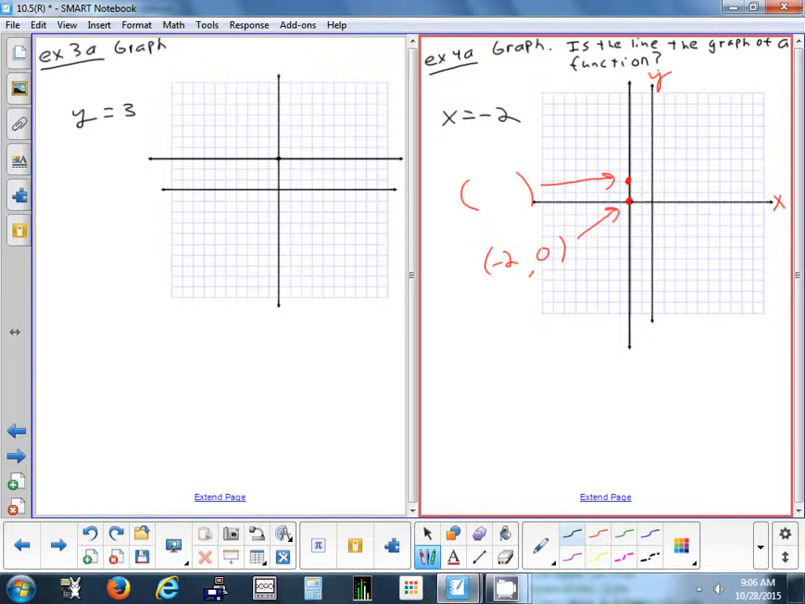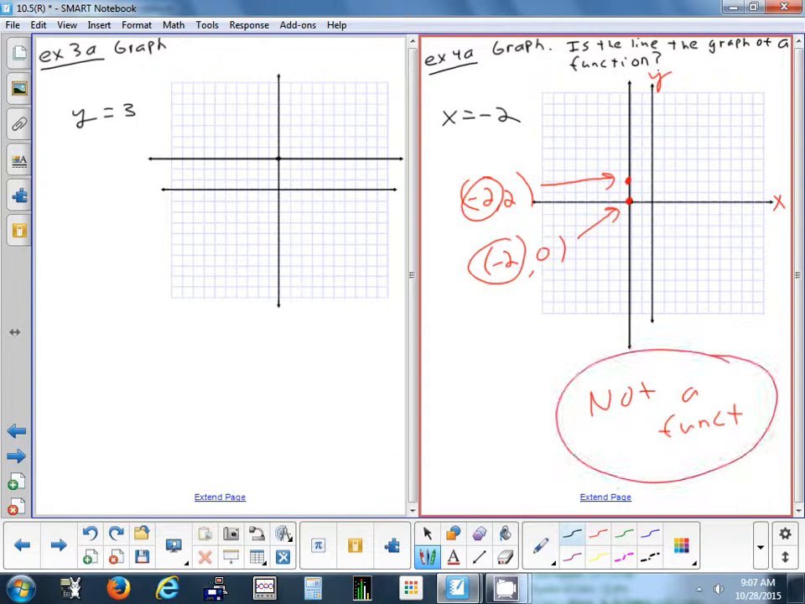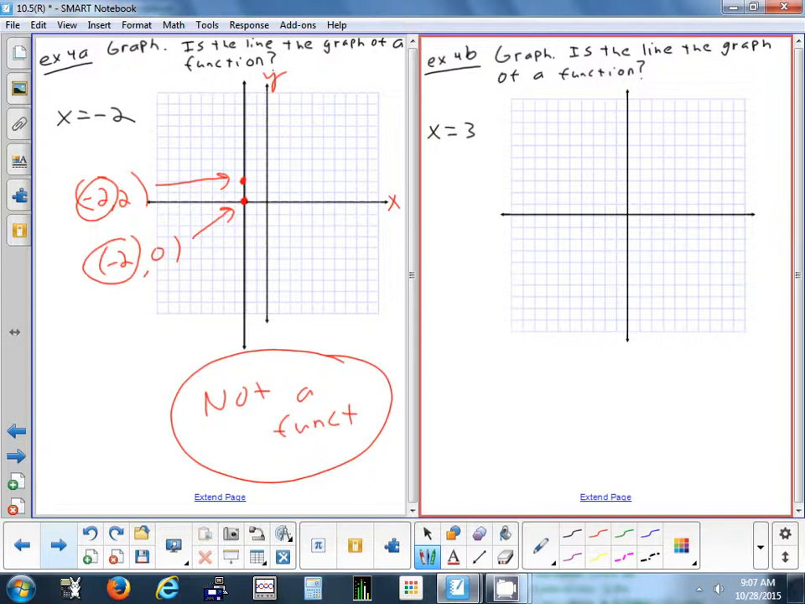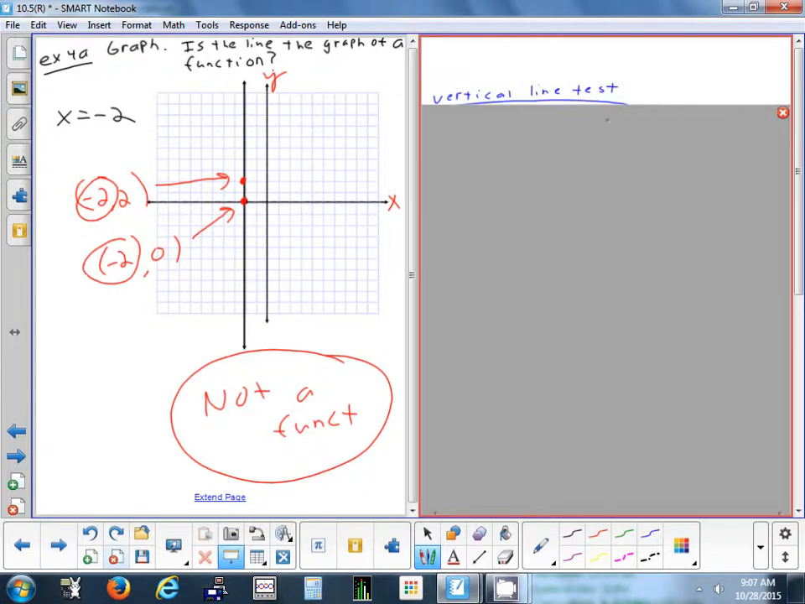Yeah, -2, 2. I just marked 2 coordinates. Is this a function? This picture that I just drew? No, why not? Because the -2 appears twice. Yeah, this appeared twice. So this is not a function. And vertical lines tell us a lot about whether something is or isn't a function.